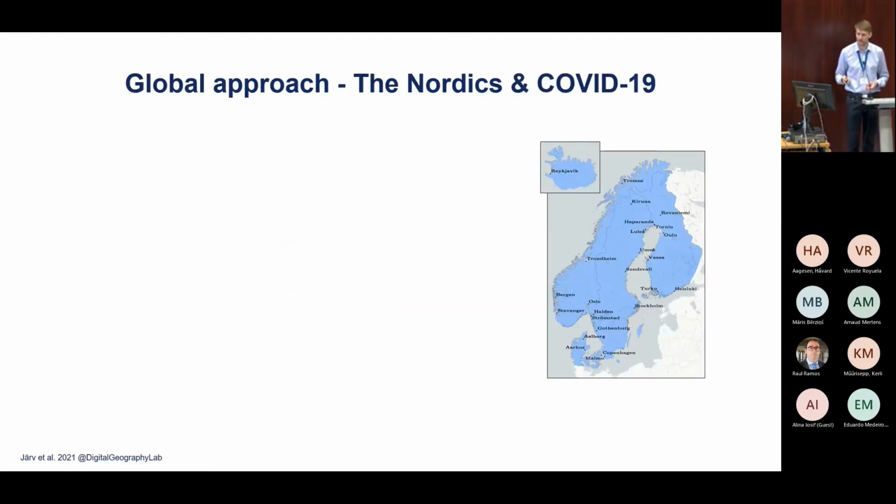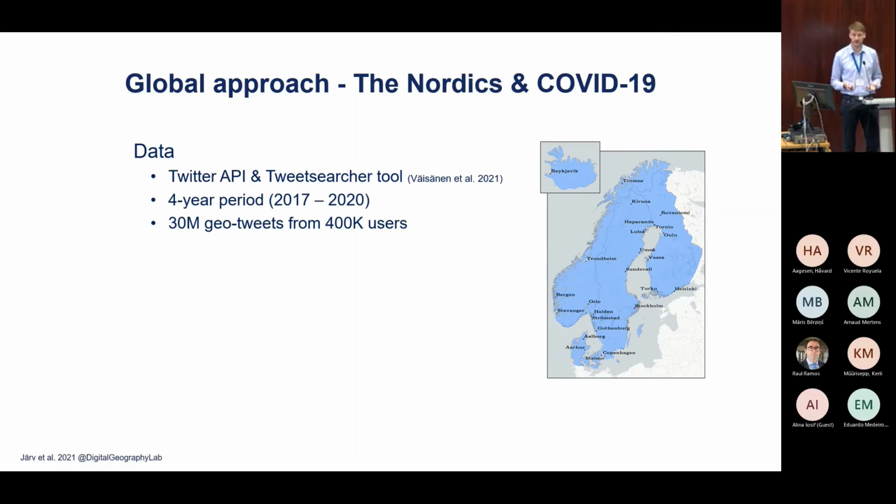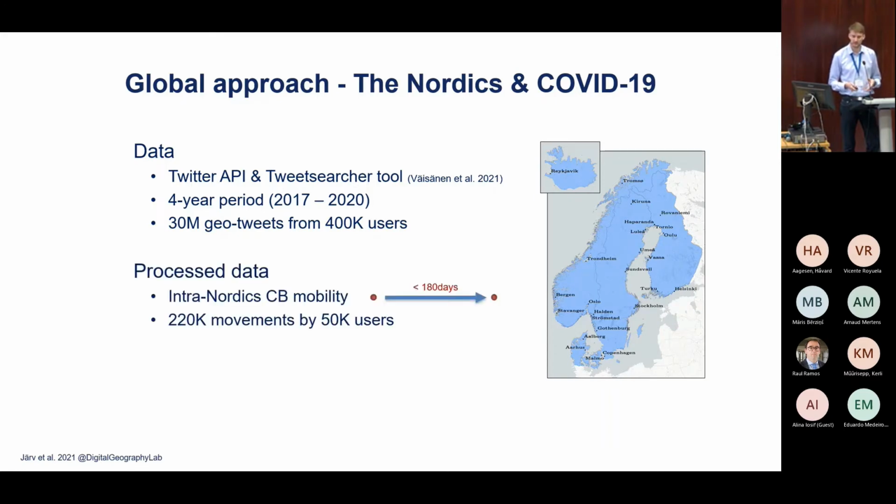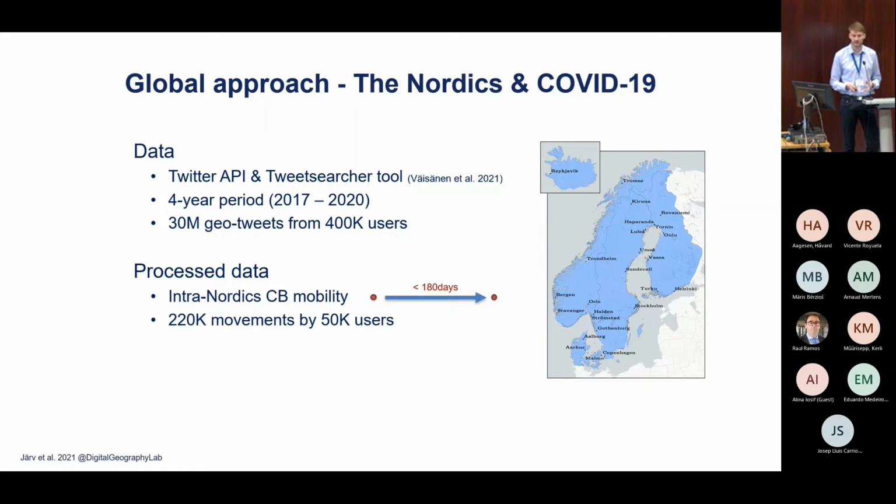About the Nordics global approach: we use Twitter data, as I mentioned, and we use our data tools to collect and process the data. We studied a 4-year period, including before COVID and then the COVID year, last year. We collected roughly 30 million tweets from 400,000 users. Then we processed the data, focusing only on intra-Nordic cross-border mobilities, and we got roughly 100,000 movements from 50,000 users.